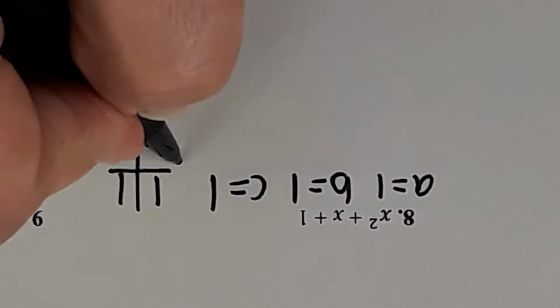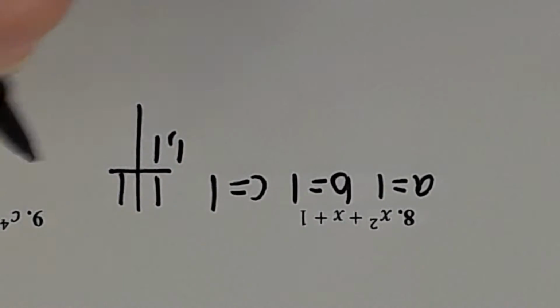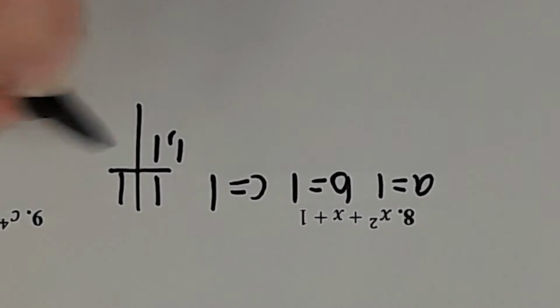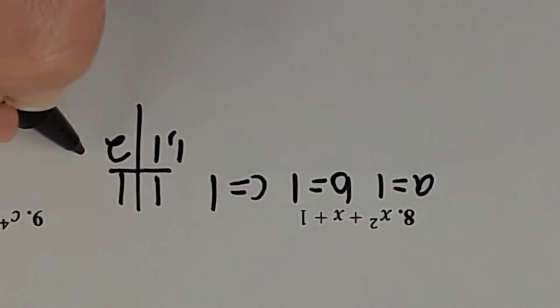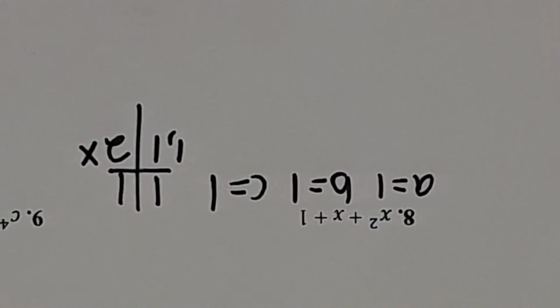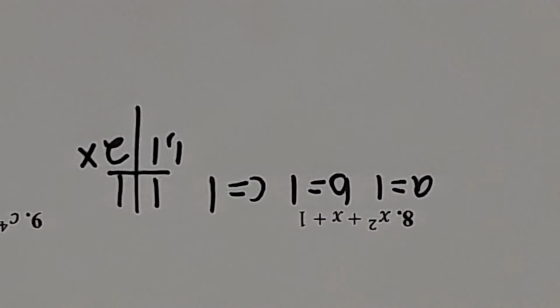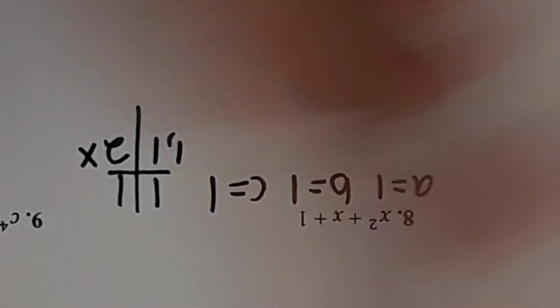1 and, well, 1 times 1 is 1. What is 1 plus 1? 2. That does not equal 1. Are there any more factors of 1? Negative 1. But everything is positive. So, are there any more factors of 1?